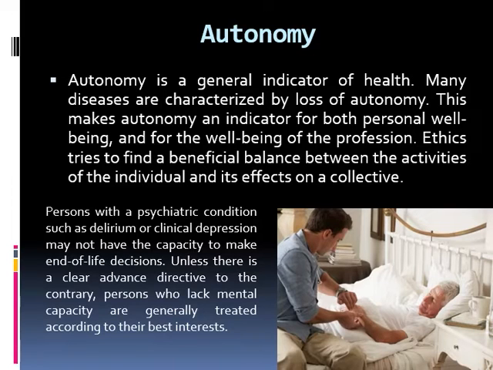Psychiatrists are often asked to evaluate a patient's competency for making life and death decisions at the end of life. Persons with a psychiatric condition, such as delirium or clinical depression, may not have the capacity to make end-of-life decisions. Therefore, for these persons, a request to refuse treatment may be ignored. Unless there is a clear advance directive to the contrary, persons who lack mental capacity are generally treated according to their best interests. On the other hand, persons who have the mental capacity to make end-of-life decisions have the right to refuse treatment and choose an early death if that is what they truly want. In such cases, psychiatrists should be a part of protecting that right.